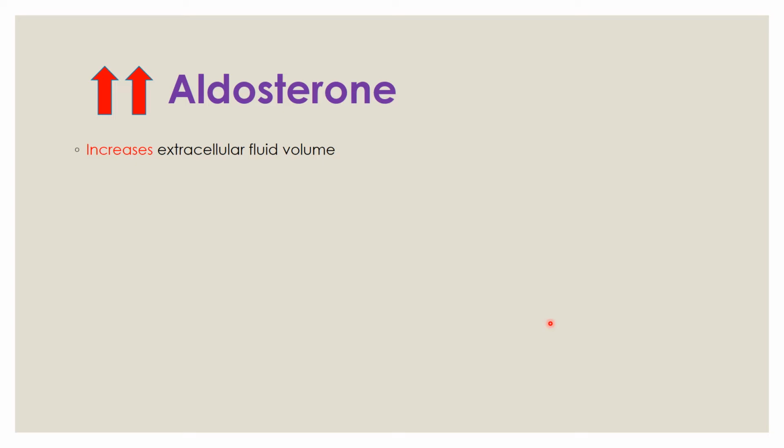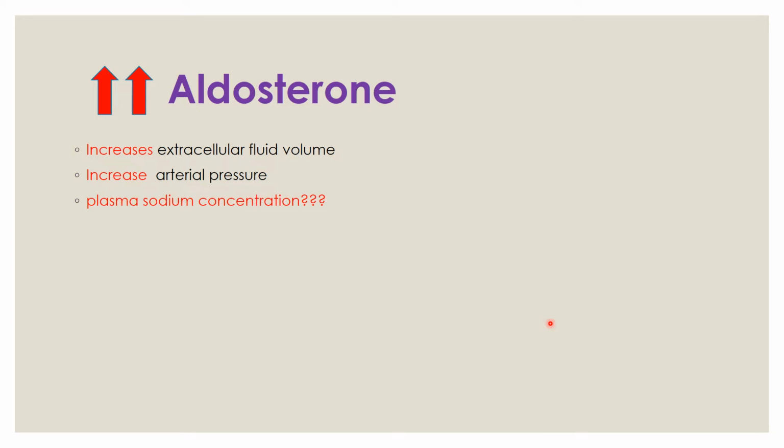There will be an increase in the extracellular fluid volume. Why is that? Because aldosterone will increase sodium reabsorption. Once you increase sodium reabsorption, the water will follow by osmosis. So here there will be an increase in extracellular fluid volume, an increase in blood volume, and this will cause an increase in arterial blood pressure.